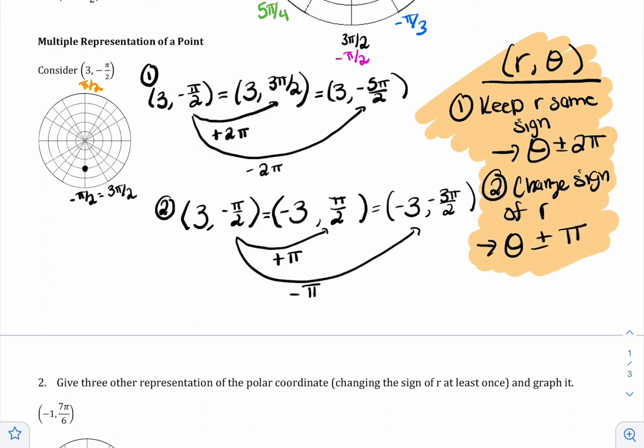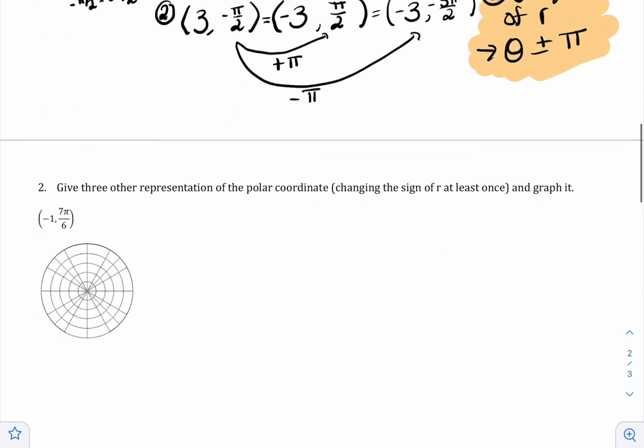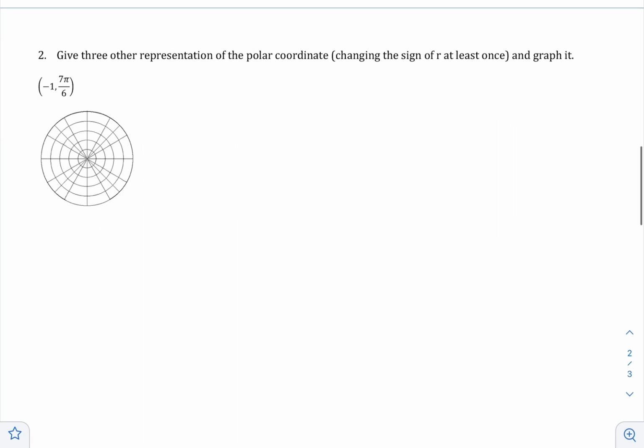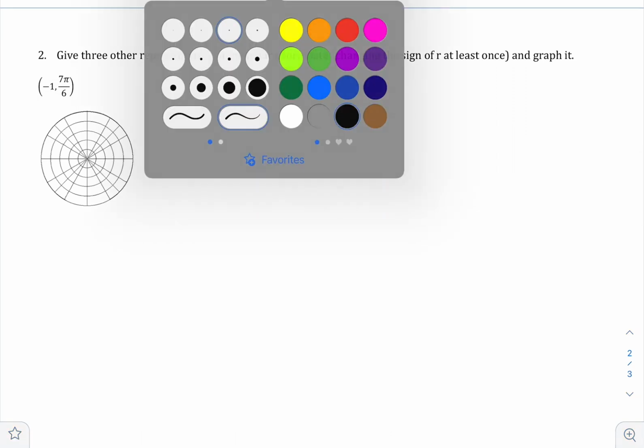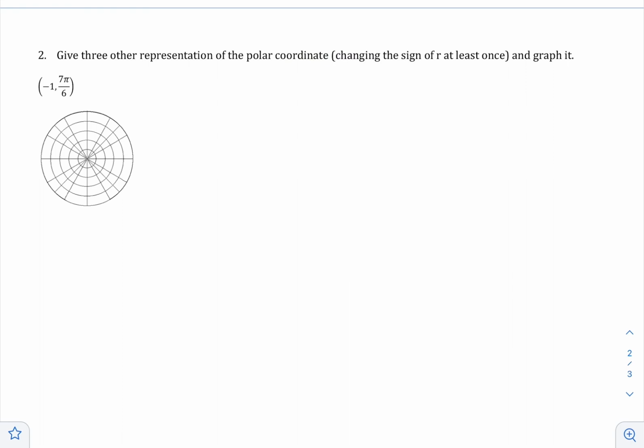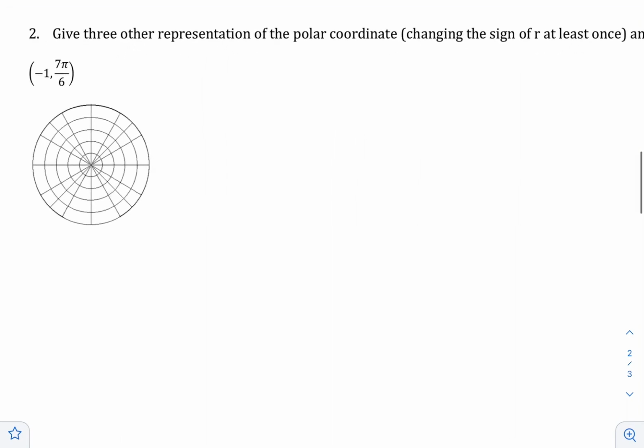And now we're actually going to apply it. We did it with 3 comma negative pi over 2, but let's do it with another one. I think I have just 1 example. So we want to write 3 other representations of the polar coordinate. We want to change the sign of r at least once, and we want to graph it. You can graph it at the end or graph it first, whatever you prefer. I normally graph it at the end.